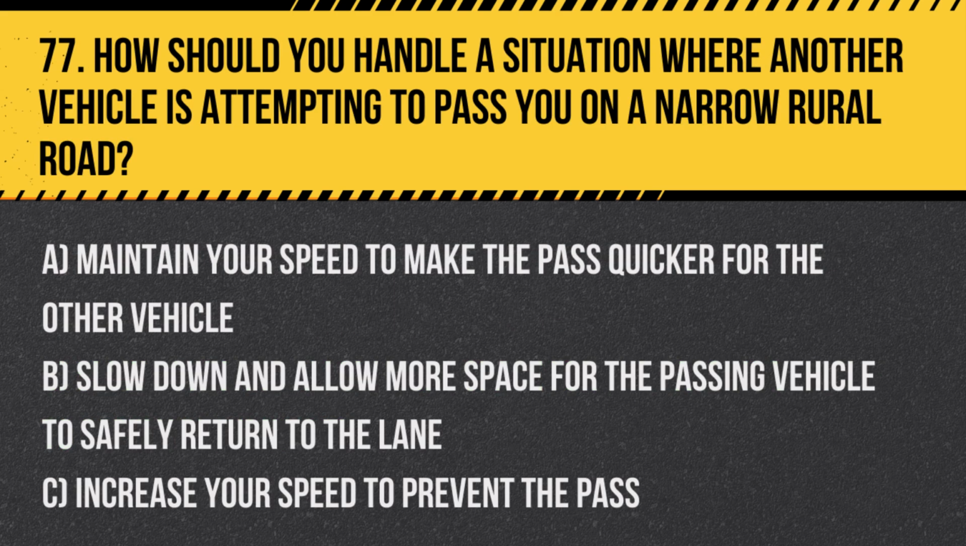Question 77. How should you handle a situation where another vehicle is attempting to pass you on a narrow rural road? A. Maintain your speed to make the pass quicker for the other vehicle. B. Slow down and allow more space for the passing vehicle to safely return to the lane. C. Increase your speed to prevent the pass.